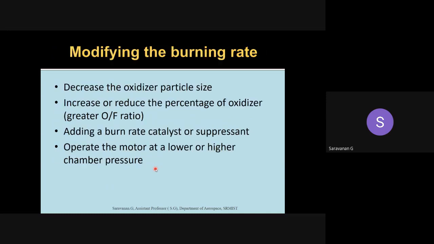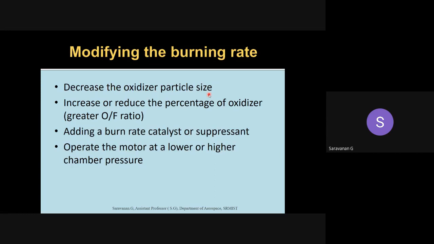So how do we modify, enhance, or change the burning rate? With these parameters, if we vary them, we can modify or enhance the burning rate or regression rate. What you would do is decrease the oxidizer particle size.